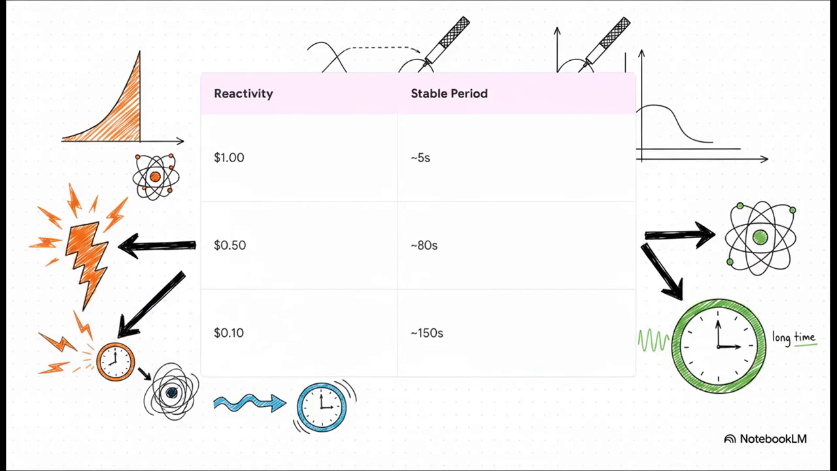And this right here brilliantly illustrates the in-hour equation in action, which links reactivity directly to this stable period. Notice how just a smaller reactivity input dramatically lengthens your stable period. A massive $1 input gives you a genuinely terrifying 5-second period. But a 10-cent input, that gives you a nice, stable period of about 150 seconds. This mathematical relationship right here is exactly what buys the operator precious time to maneuver the power safely.